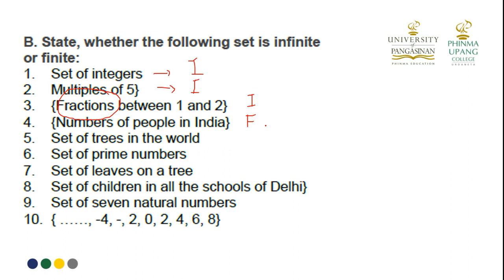Sir, finite. Number 5. Infinite. Finite. Number 5 is infinite ito. Finite po yan. Infinity na siya, set of trees in the world. Ang hirap naman i-trace niyan, yung mga trees na tumutubo sa buong mundo. Kayo naman. Okay, set of prime numbers.